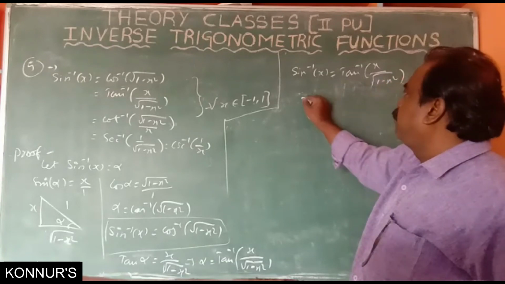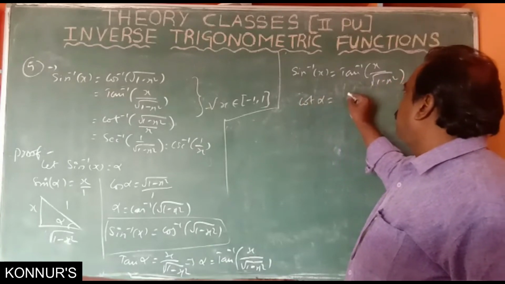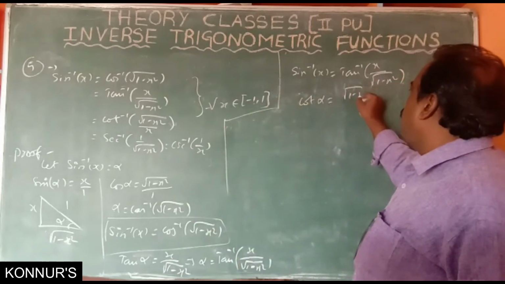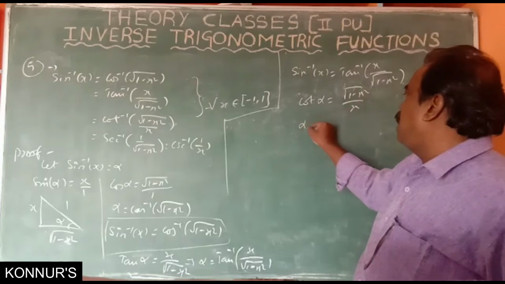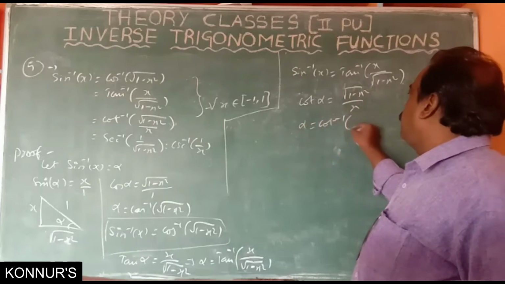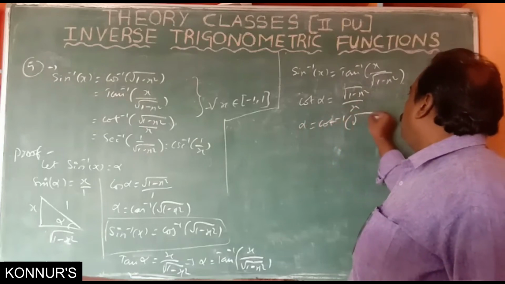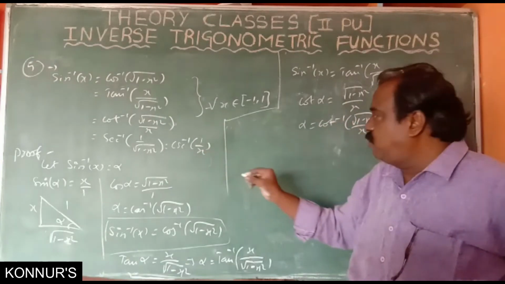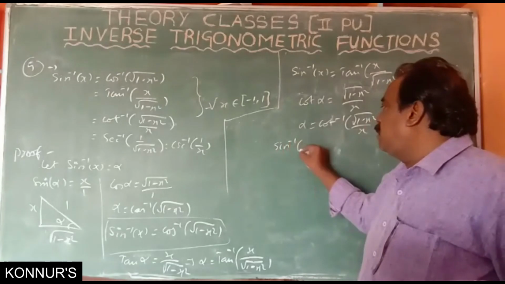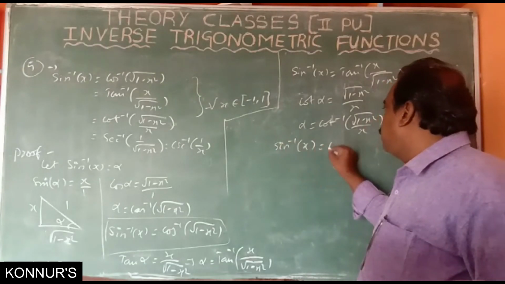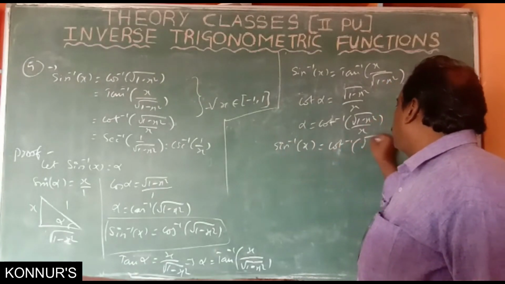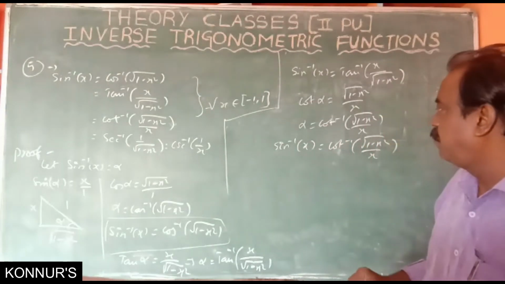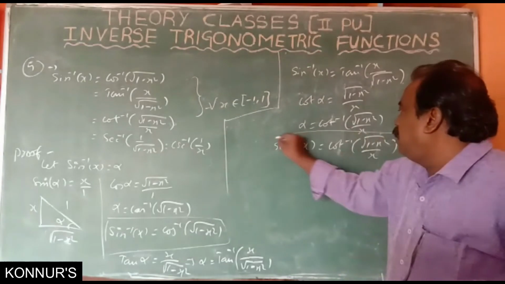Then cot alpha. Cot alpha is, in the diagram, root 1 minus x square by x. Then alpha is equal to cot inverse root 1 minus x square by x. What is alpha? Alpha is sine inverse x, which is nothing but cot inverse root 1 minus x square by x. Okay now? So everything is there.